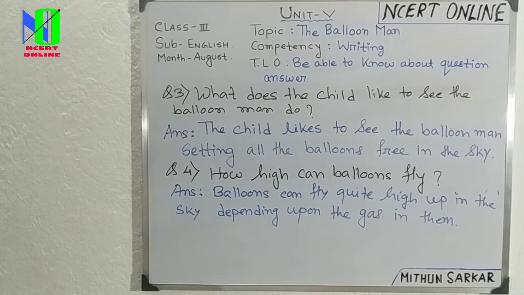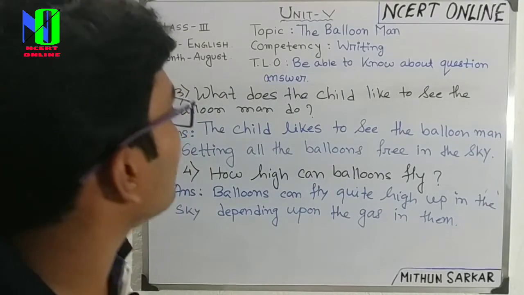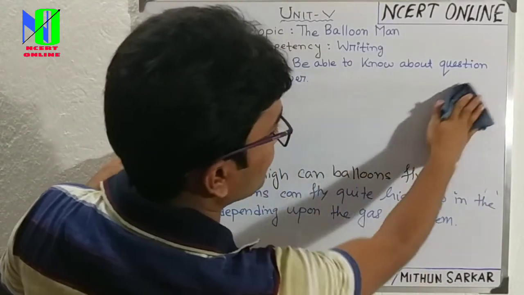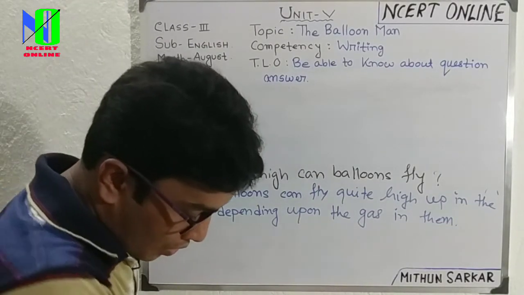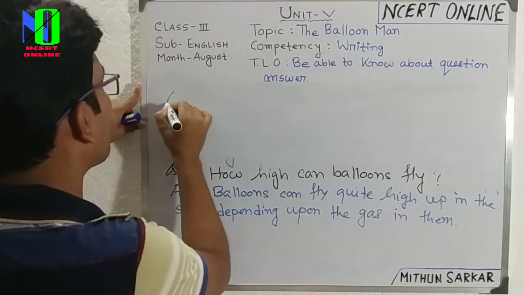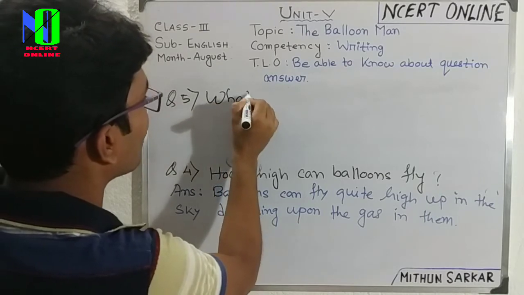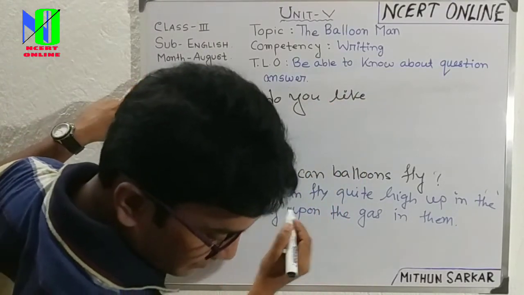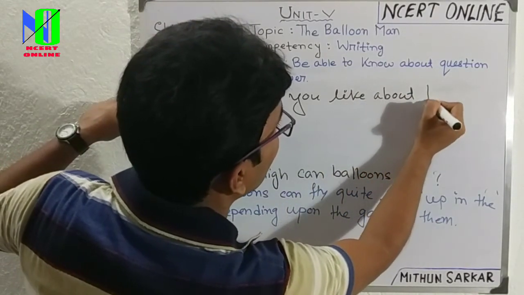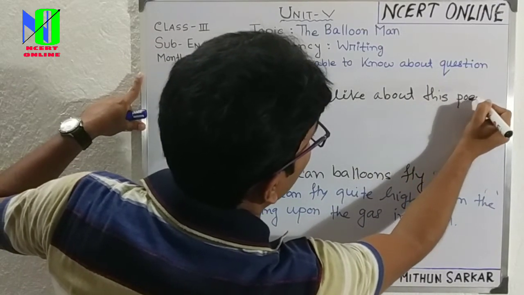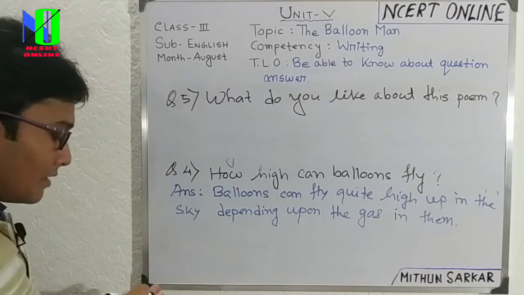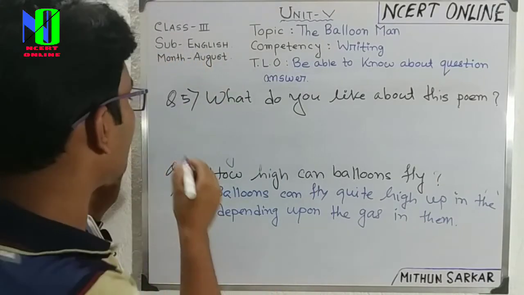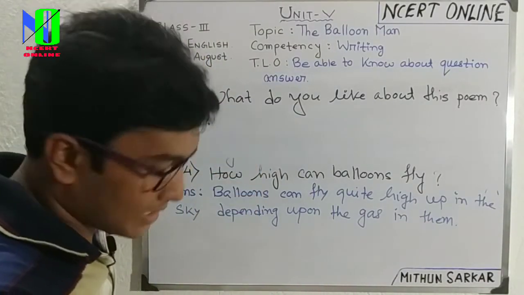Okay, I hope all of you noted down question number 4. Next question we need to write: what do you like about this poem? You can write it as question number 5. What do you like about this poem? Actually, this answer depends on you, because what each person likes about this poem is different, but we will write the answer like this. You can write with me.